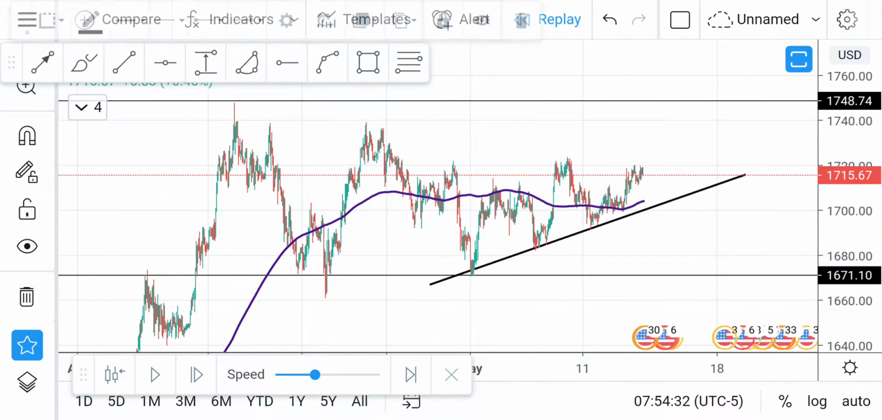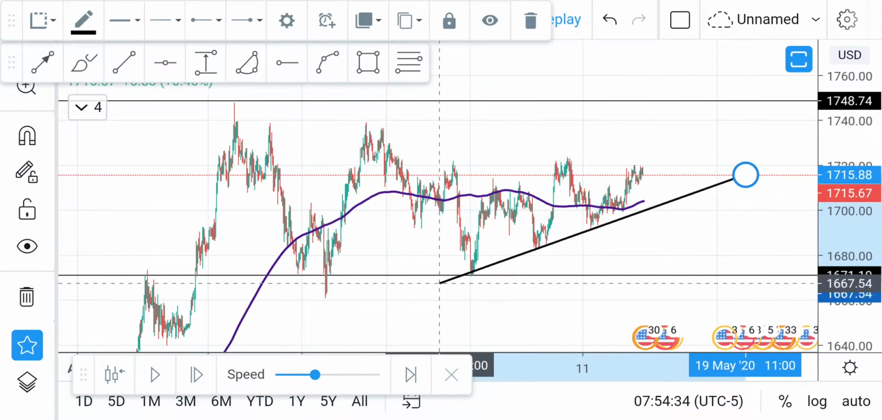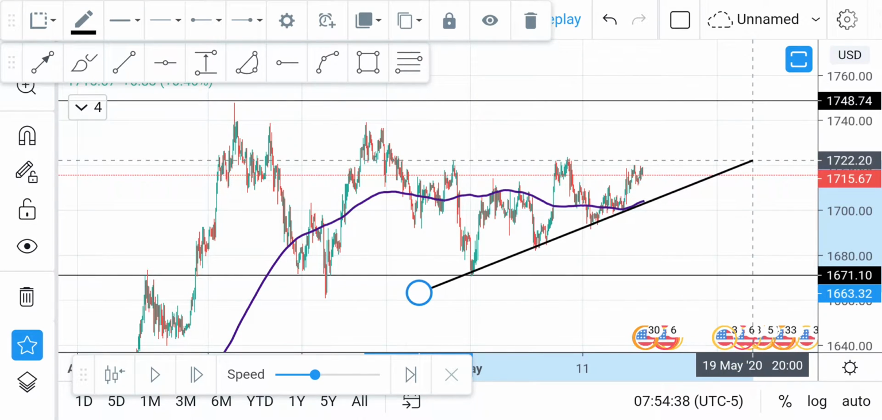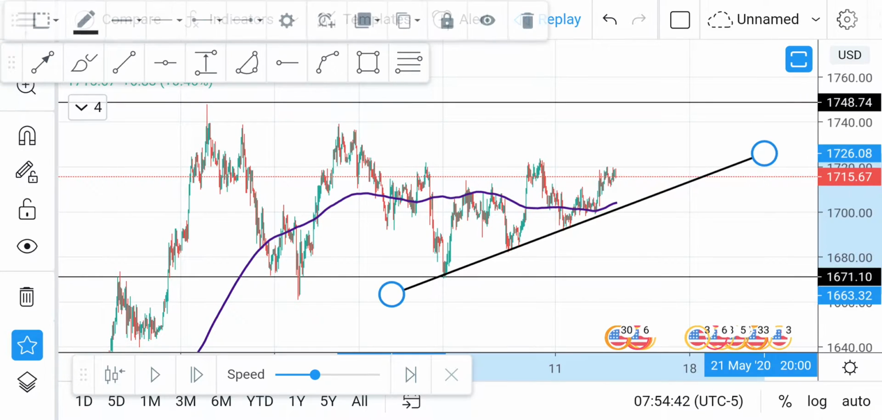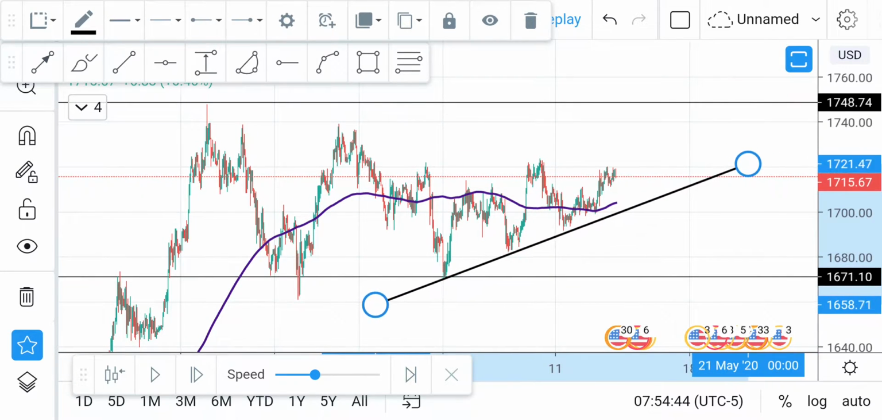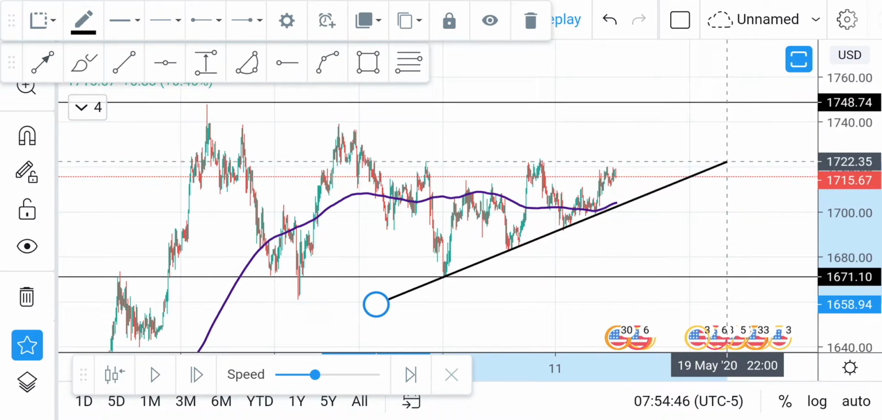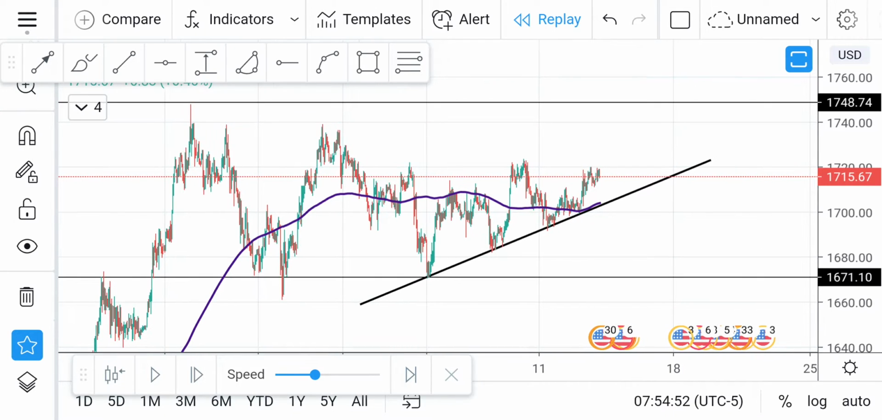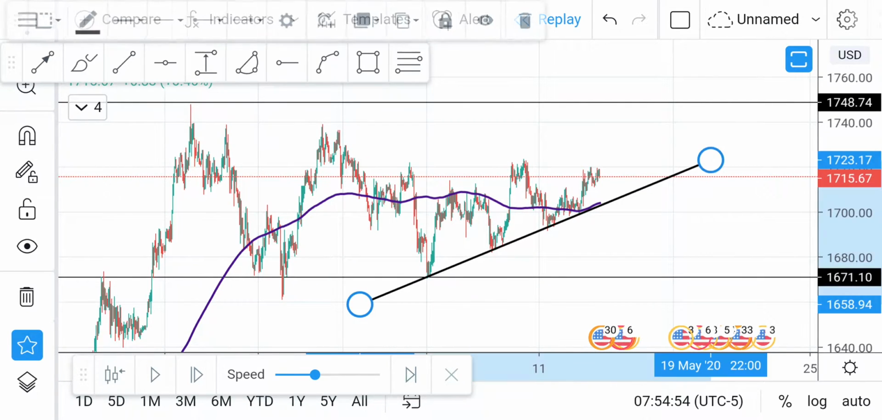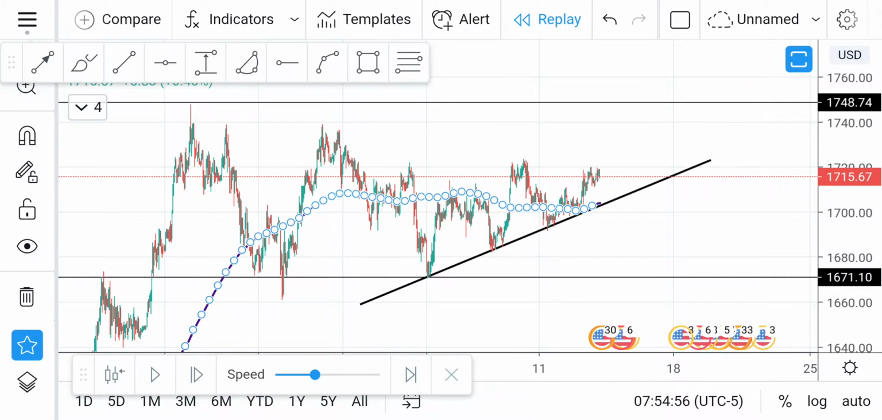I'm seeing price making higher highs in an uptrend, and that's a good sign already. I'm seeing price making higher highs, and the 200 moving average over here, the purple line, is acting as support to price.